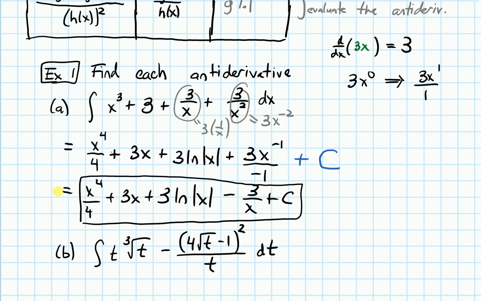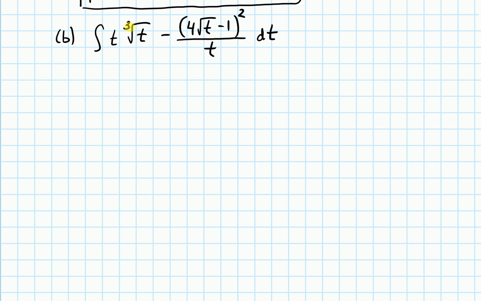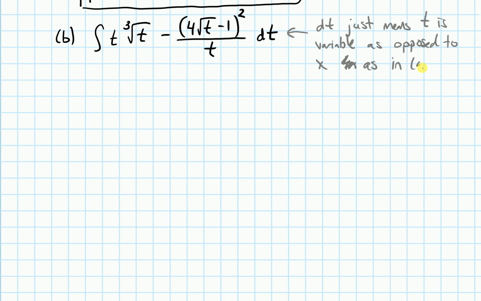All right, let's do part B now. It's another example. So I have the integral of t cube root of t minus 4 root t minus 1 quantity squared divided by t. One thing I want to point out is that this says dt and not dx, which just means that t is the variable, as opposed to x as it was in A.